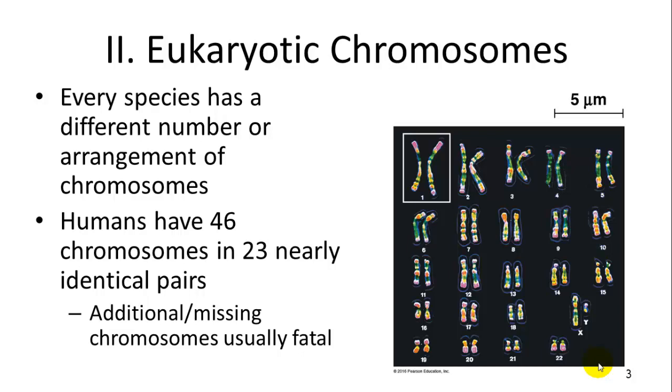Eukaryotic chromosomes are different, of course, because they are linear. Every species either has a different number or a different arrangement of genes within those chromosomes. Humans, for example, have 46 chromosomes, 23 almost identical pairs, the exception being the X and Y chromosome, which are different in size and code for different things as well. Additional or missing a chromosome is usually fatal and ends in termination of a fetus.